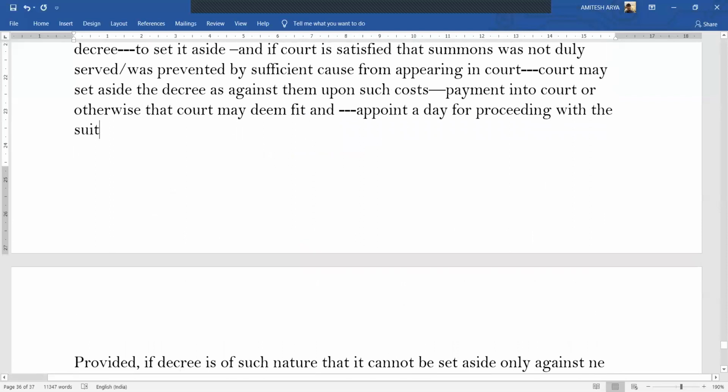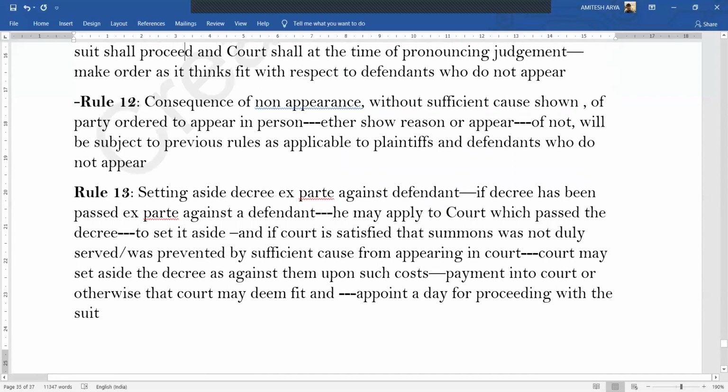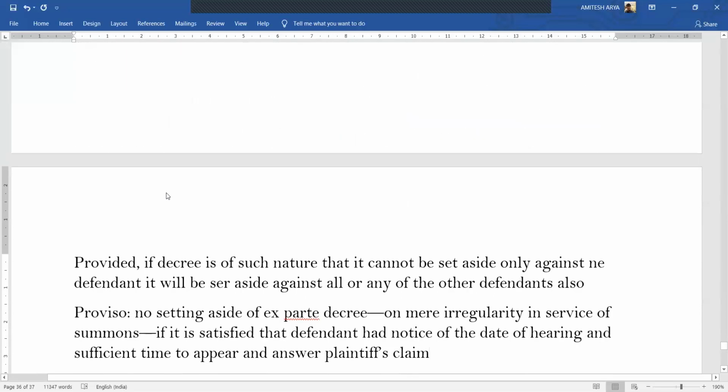Rule 13 is talking about setting aside the decree ex parte against the defendant. So you saw that when the plaintiff is appearing and the summons have been duly served, ex parte proceedings will take place. Here, the defendant may apply for setting aside the decree which has been passed ex parte against him. He will apply to the court which has passed the decree and ask it to set it aside. If the court feels that the summons was not duly served, or he was prevented by sufficient cause from appearing in the court, the court will set aside the decree and may order some costs if it feels so, which may be paid into the court or otherwise as the court thinks fit, and appoint a day for proceeding with the suit.